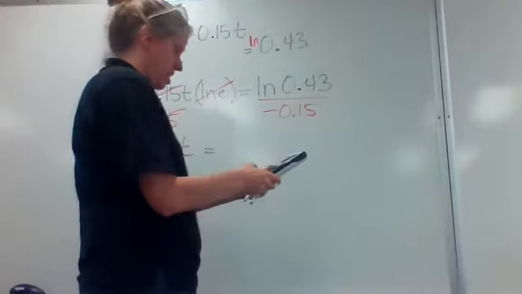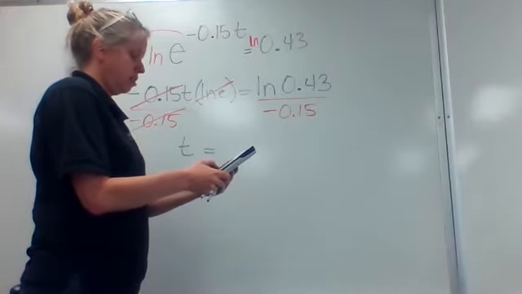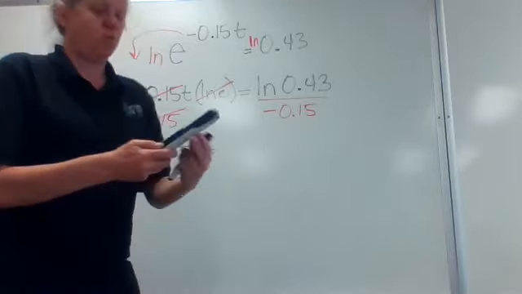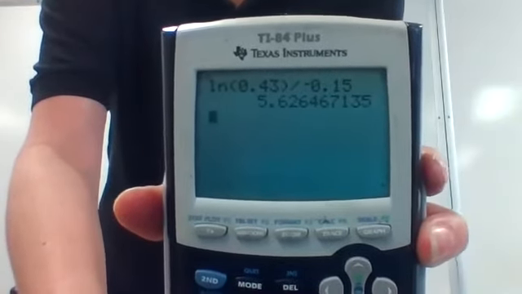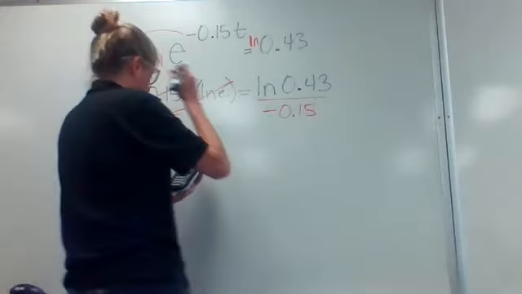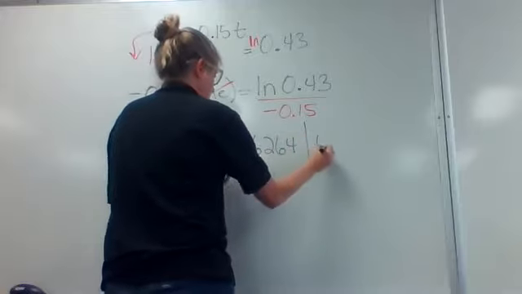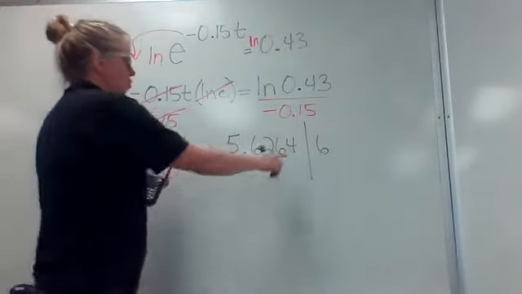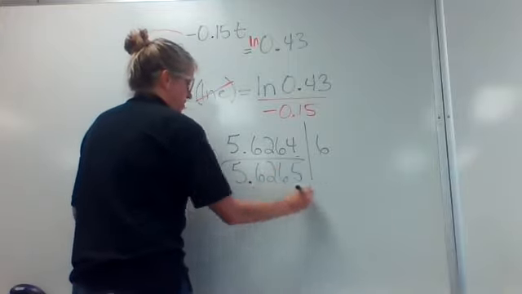So you'll just put this in your calculator. ln 0.43, close. Divide that by negative 0.15, and then round it to 4 decimals. So 5.6264. After the 4 is a 6, so I do need to round this one up. 5.6265.